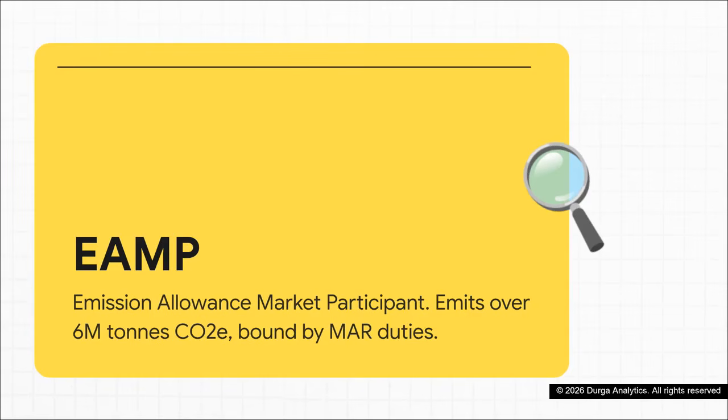If your group emits over 6 million tons, you triggered the threshold to be an EAMP, an emission allowance market participant. The regulation says you have a legal duty to publicly disclose that inside information, which then clears the way for you to trade.